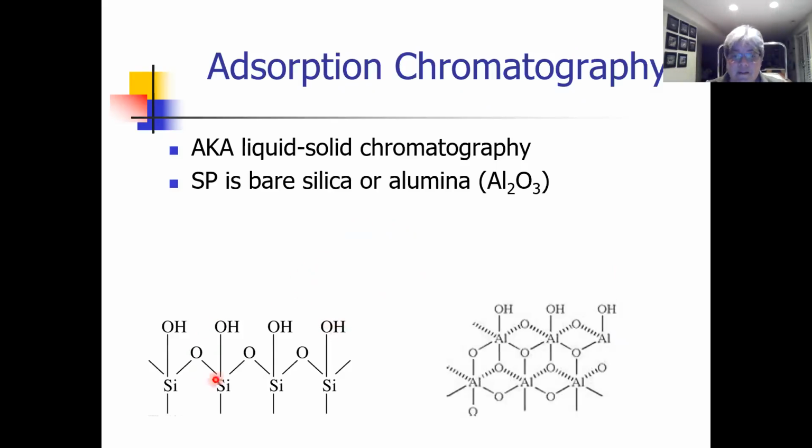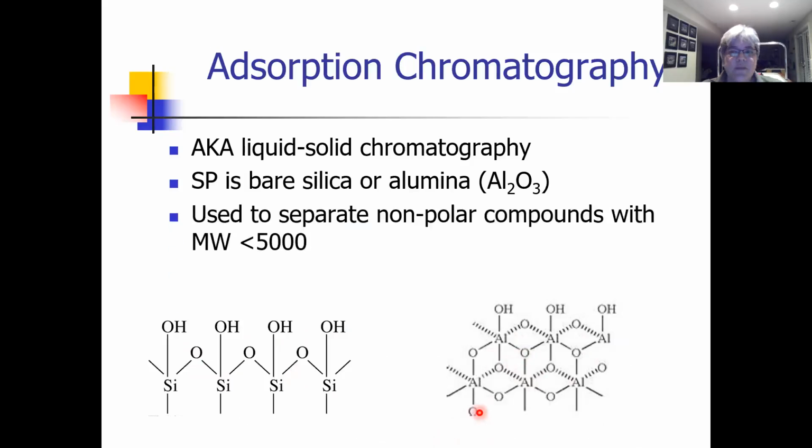So the early stationary phases were actually bare silica or alumina. And notice that these are very polar, and we use them to separate non-polar compounds that have molecular weights less than 5,000. Now, that might seem like a contradiction because remember, I said we try to match the polarity of the analyte with the polarity of the stationary phase. And notice we're using non-polar analytes and polar stationary phases.